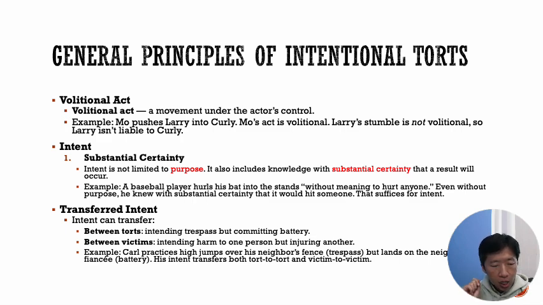For example, a baseball player hurls his bat into the stands without meaning to hurt anyone. Even without purpose, he knew with substantial certainty that it would hit someone. That suffices for intent.